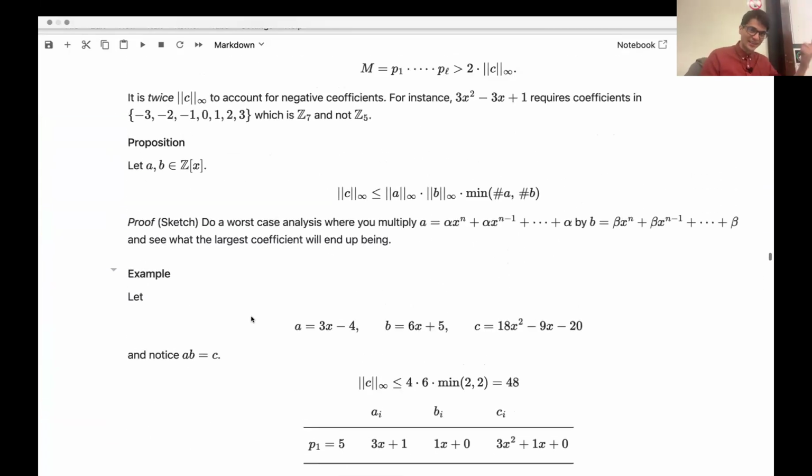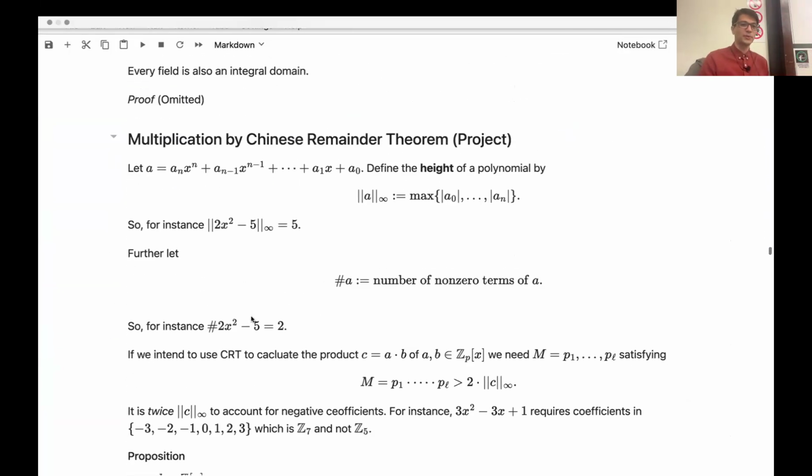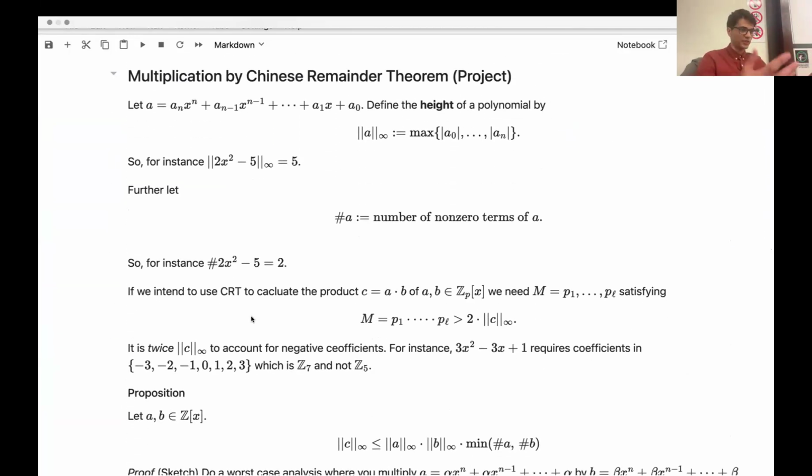Okay, so we'll go back to the statement here. Multiplication by Chinese remainder, which is explicitly part of your project. So let's define a. It's just an arbitrary polynomial. We always write it like this. It has coefficients a_n through a_0, and it has monomials x^n through x^0.